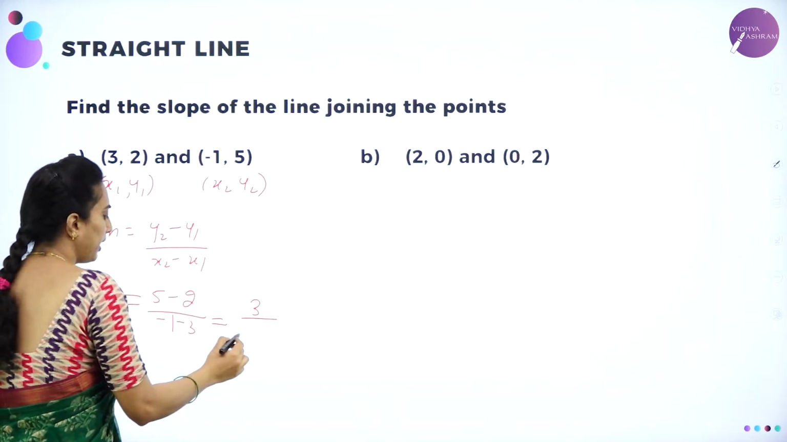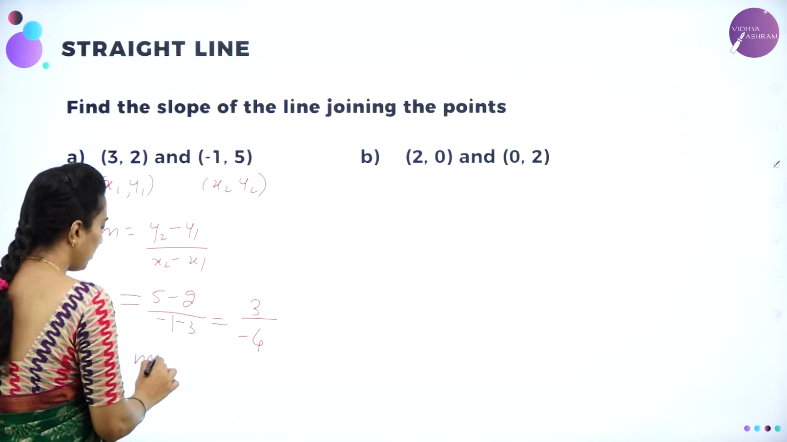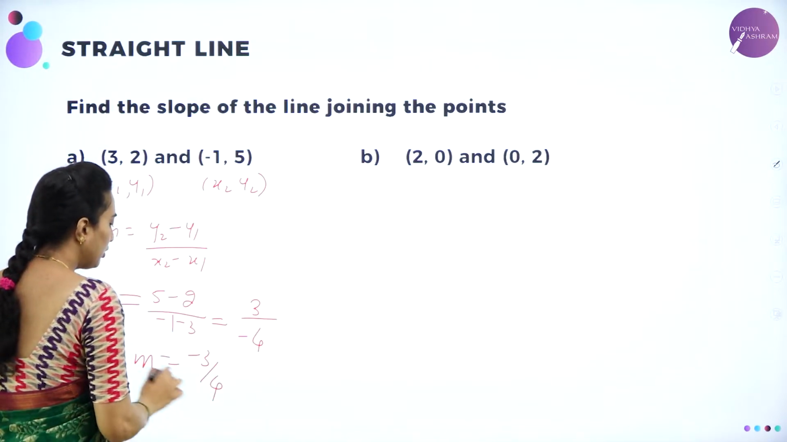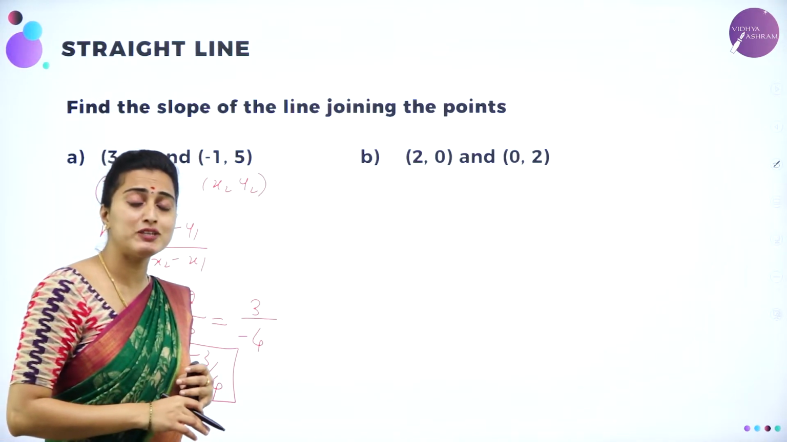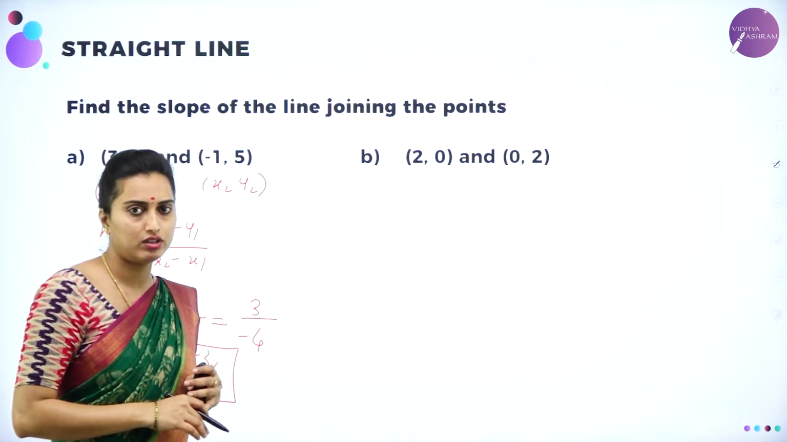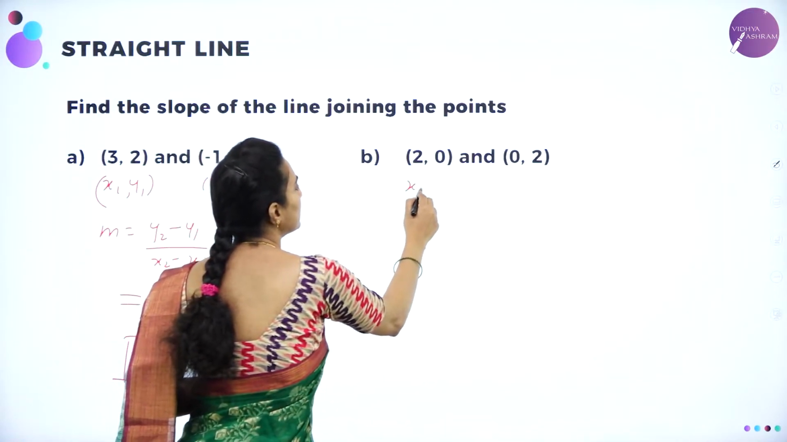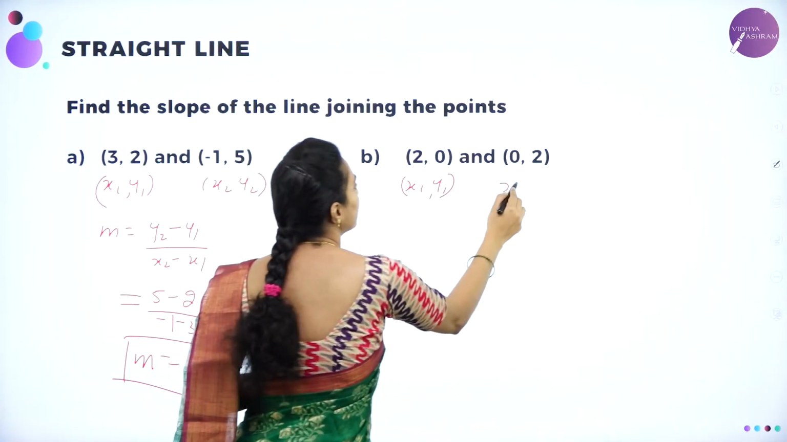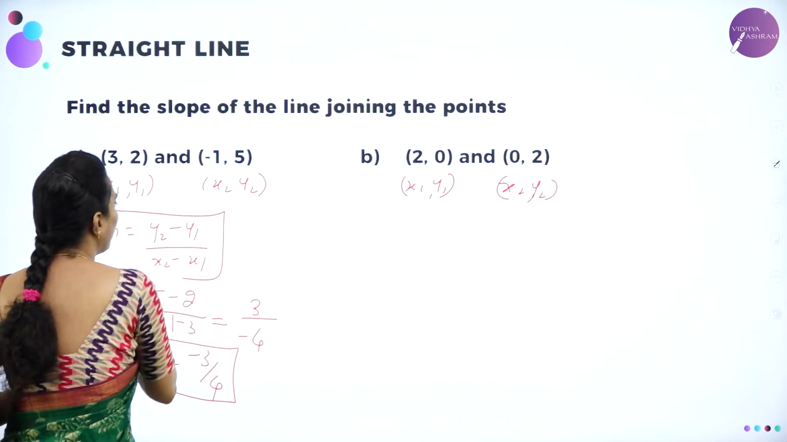Divided by -1 minus 3, which is -4, which implies the value m is equal to -3 by 4. Now slope is negative means tan theta will be negative. If tan theta is negative, it means theta will be obtuse. Understood? Now finding this as well, taking this as x1, y1 and x2, y2, using the same formula. This formula only we are going to use.